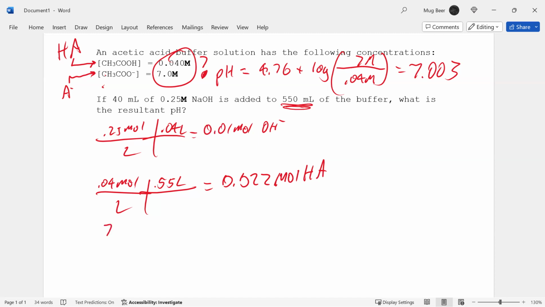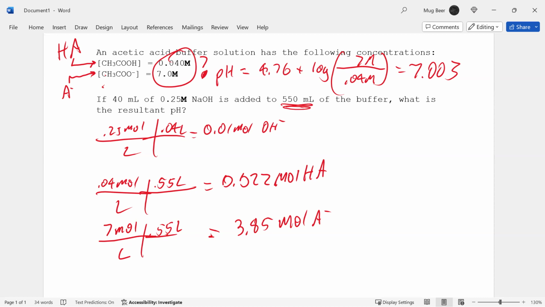And so let's see, I've got a concentration of 7 moles per liter times 0.55 liters. So 7 times 0.55 is 3.85 moles of the base, A negative. So now I know the number of moles of my contaminant, in this case the hydroxide, the thing that's trying to raise the pH, the number of moles of my weak acid portion of my buffer, and the number of moles of my anion from my buffer.